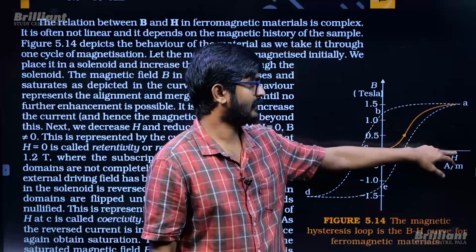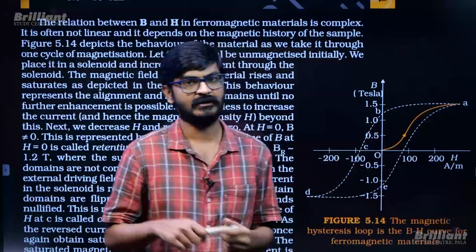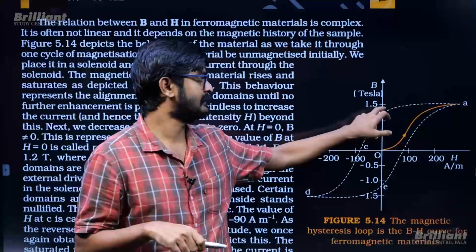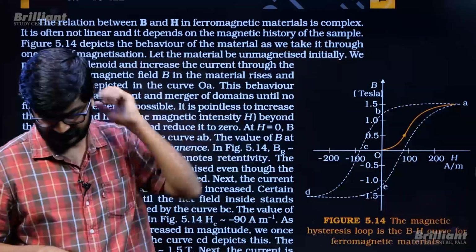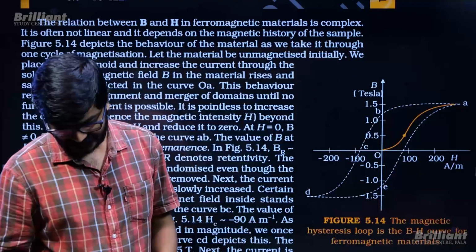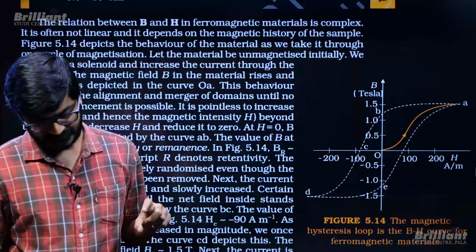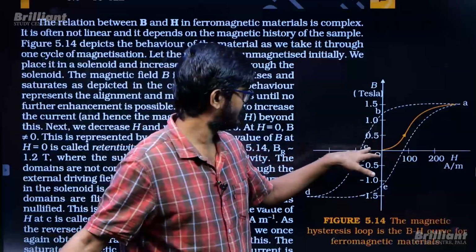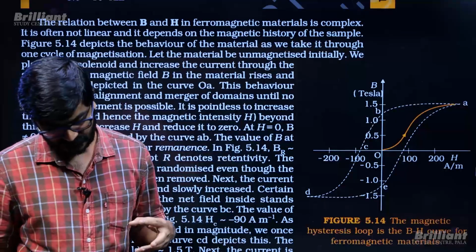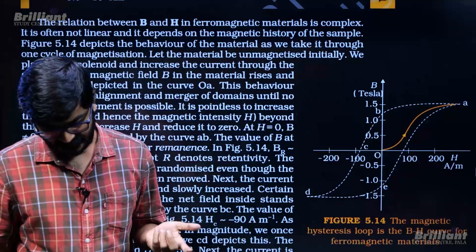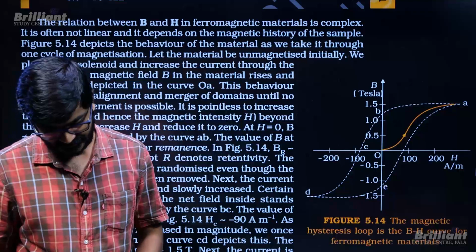Now, when you are reducing the applied magnetic field, then the total magnetic field is reducing, but when the applied magnetic field is 0, the meaning is when you stopped passing current in this direction, still there is some magnetic field in this direction, which is somewhere between 1 and 1.5 SI units. Next we decrease H and reduce it to 0. At H equals 0, B is not equal to 0. This is represented by the curve AB. The value of B at H equals 0 is called retentivity or remanence. In figure 5.14, Br is 1.2 Tesla, where the subscript R denotes retentivity.